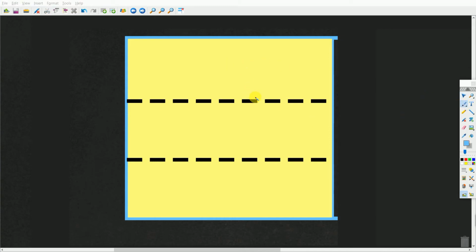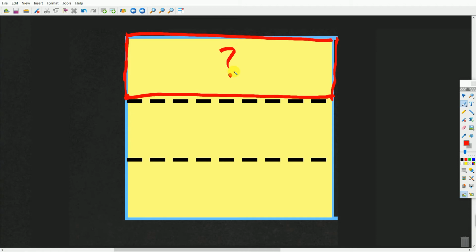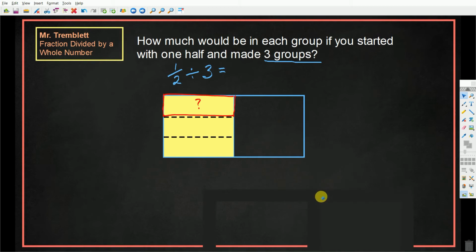All right, once I have my 3 groups here, I can then decide which group I'm going to look at. So if I take a look at the top group right here, this is what's going to be considered group 1. And then my job to get an answer for this is, what fraction of the whole thing is this amount? So we have to go back again and look at the full thing, 1/2.